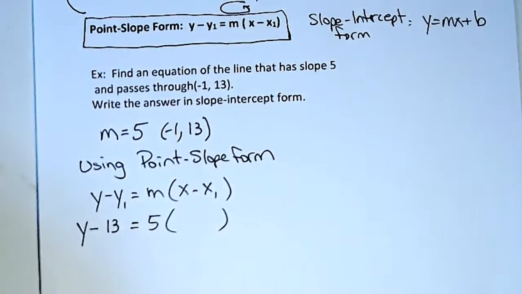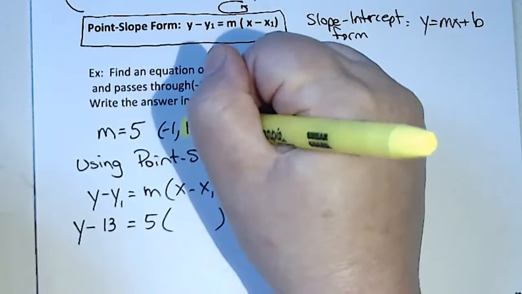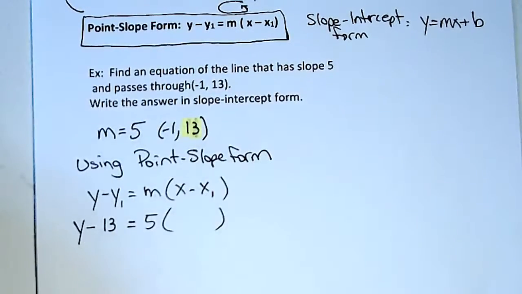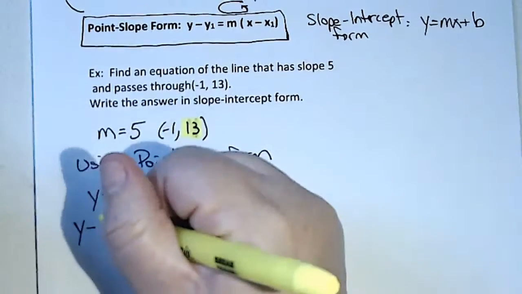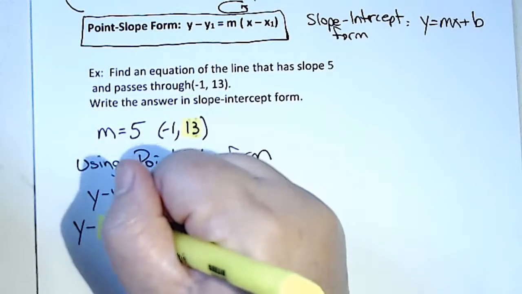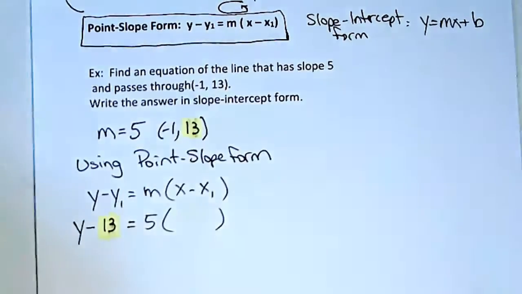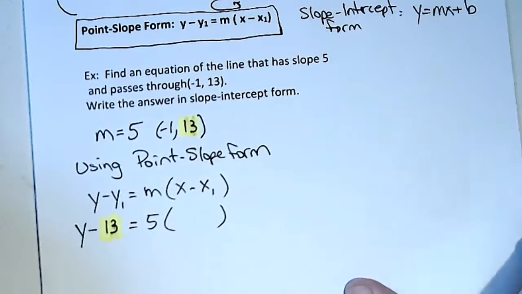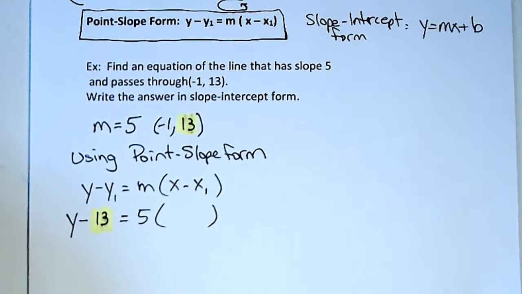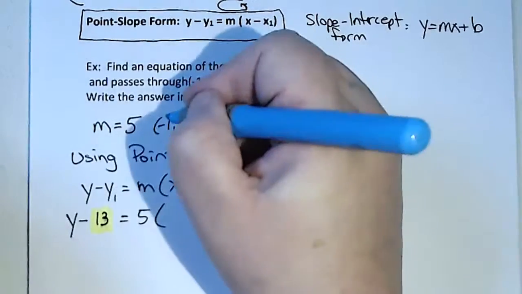And again, let me use my trusty yellow highlighter. I fear nothing except for smearing. If I have my trusty yellow highlighter, there's the 13. Oops, sorry, went the wrong way. And then the other value in my point is the 1.